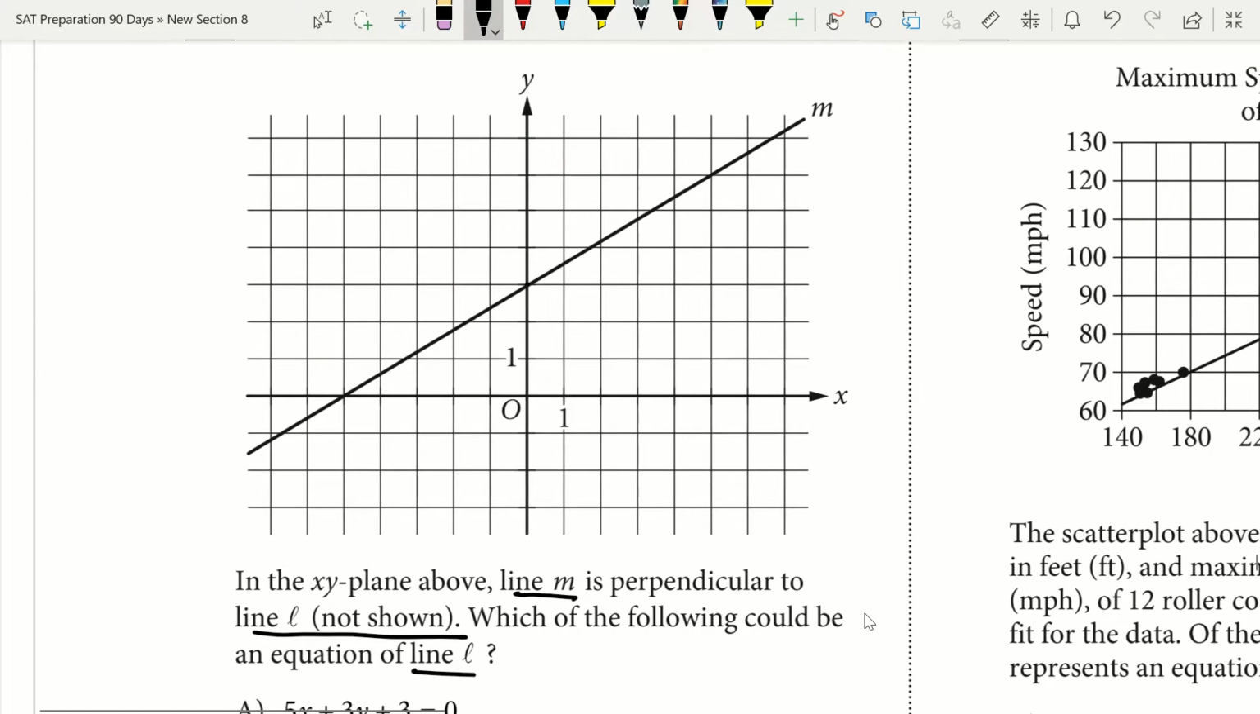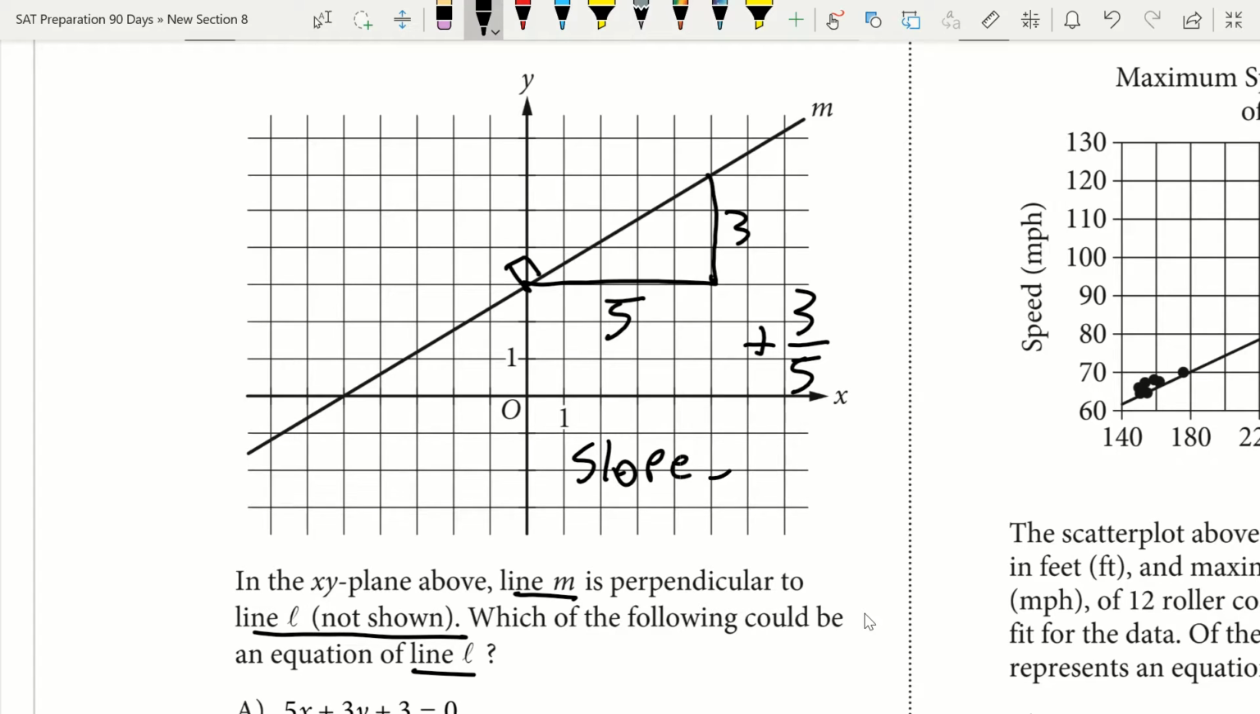Since it doesn't give me points for line L, I can just make them up. So I can just pick wherever. We'll just pick right here. So we need it to form a 90-degree angle. So what I'm going to do is find the slope of line M. I see that I rise 3 for every 5 I run over. So my slope then for M is 3/5. Now I need to take the opposite reciprocal in order to find my slope of L.